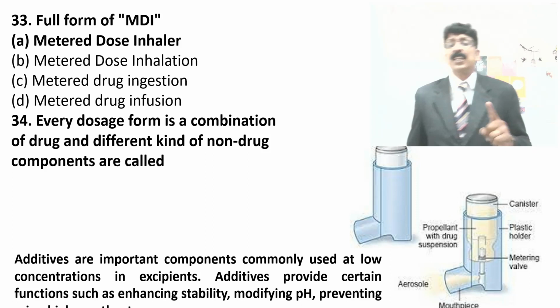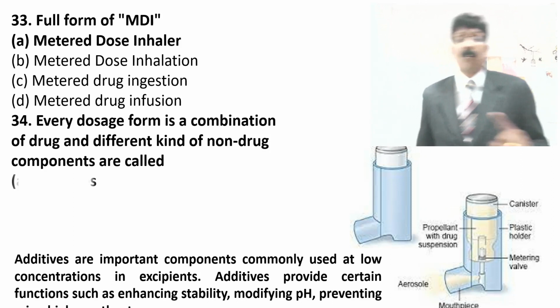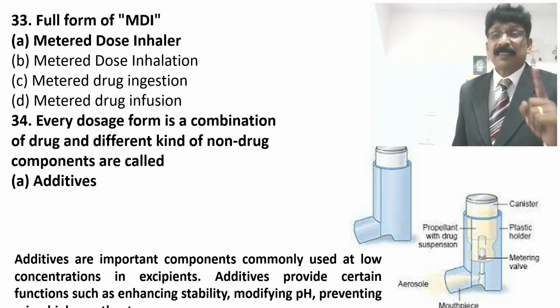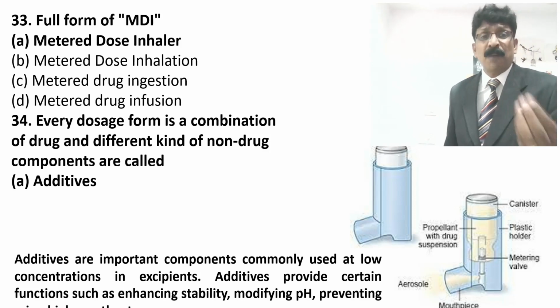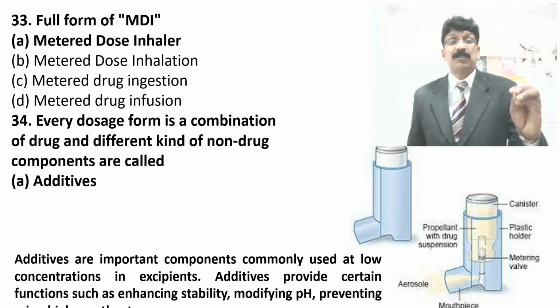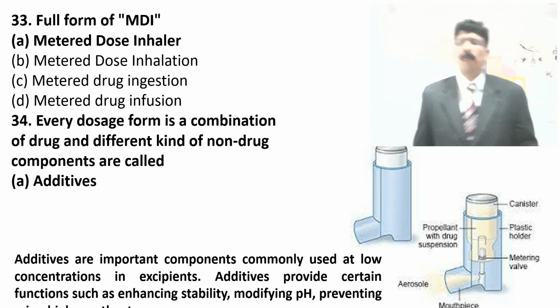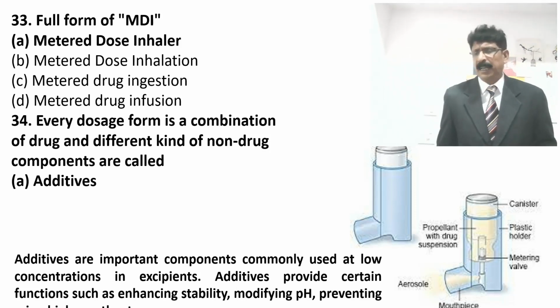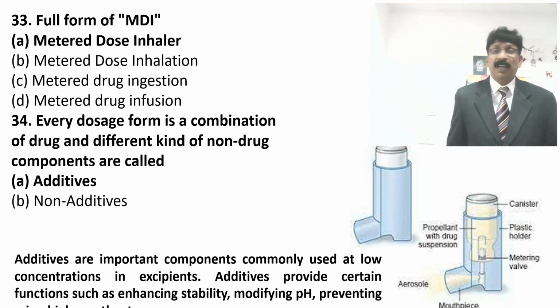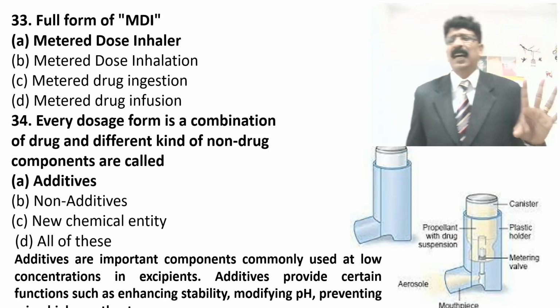And every dosage form is a combination of the drug and different kinds of non-drug components called additives. Just read the question again. Dosage forms are a combination of drugs A, B, C, and different kinds of non-drug components, that are called additives. Components are additives. Maybe a binder, maybe a coloring substance, maybe a filler. There will be diluents. So they are additives. Non-additives, additives, and new chemical entity, and all of this. No, they have given simply, the answer is not having any meaning.